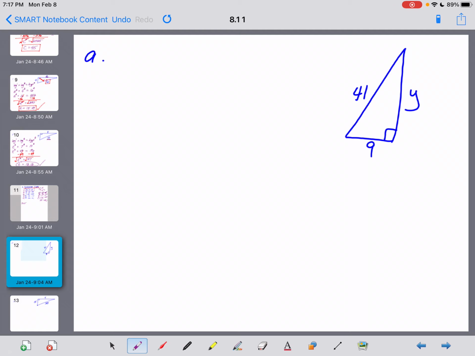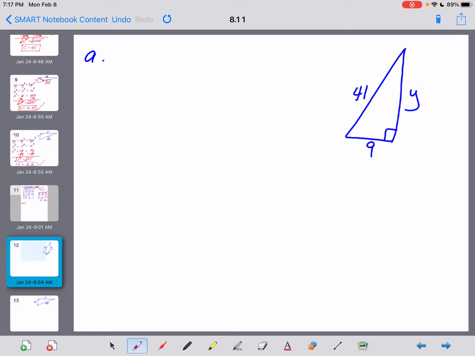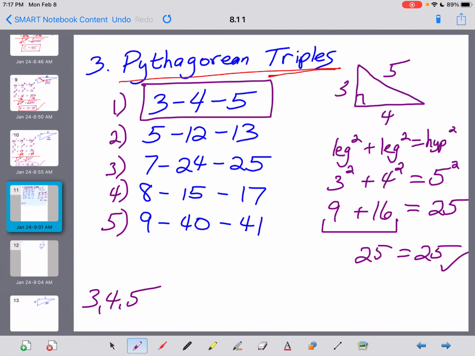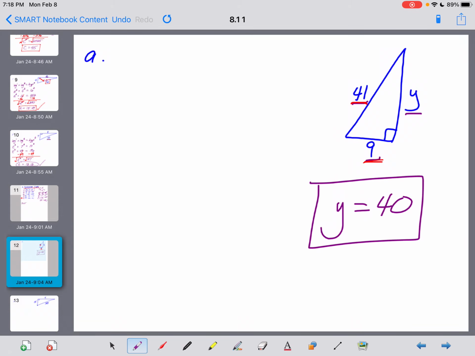Well, this is a problem right here, guys, that we could have done using the Pythagorean theorem, leg squared plus leg squared equals hypotenuse squared. But this is really the best case scenario. You will notice that we're looking at a triangle right here with a leg of 9, an unknown second leg, and a hypotenuse of 41. Well, the best case scenario is that the triangle you're given matches one of these 5, and that's exactly what happens right here. Our third triple is 9, 40, 41. So now that I see that this leg is 9 and the hypotenuse is 41, guess what, guys? That means that your second leg is going to be 40.